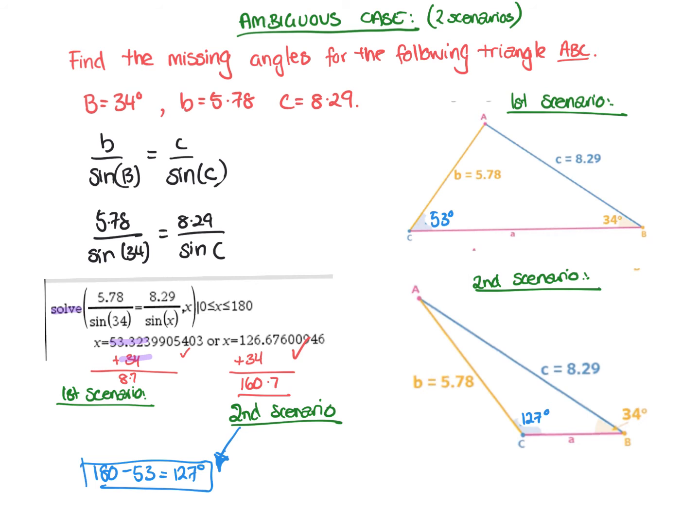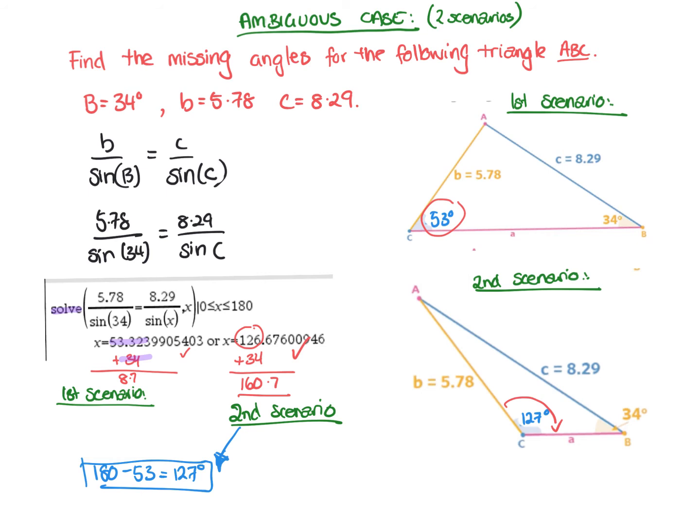So one scenario is where we found C to be 53. So the triangle would have looked like this, okay? And if you go to find the second scenario where we said that it was 127 up here, then we get this scenario, okay? So that's where we got two options.